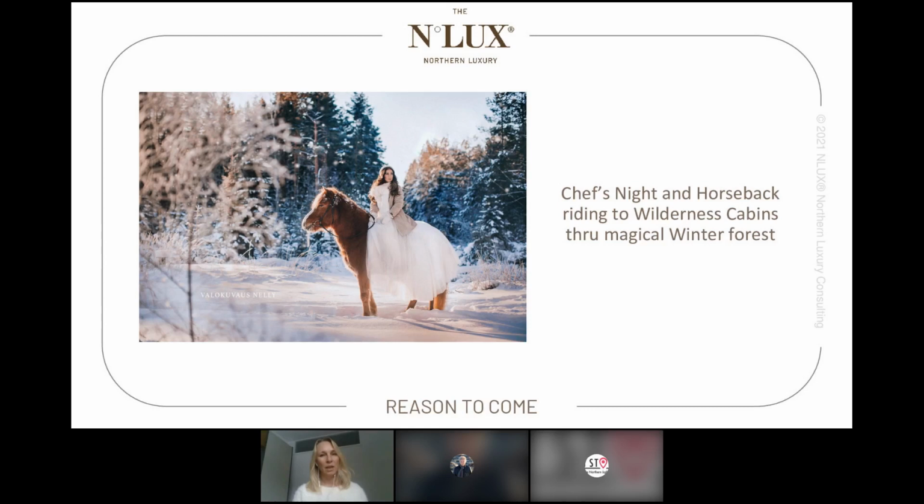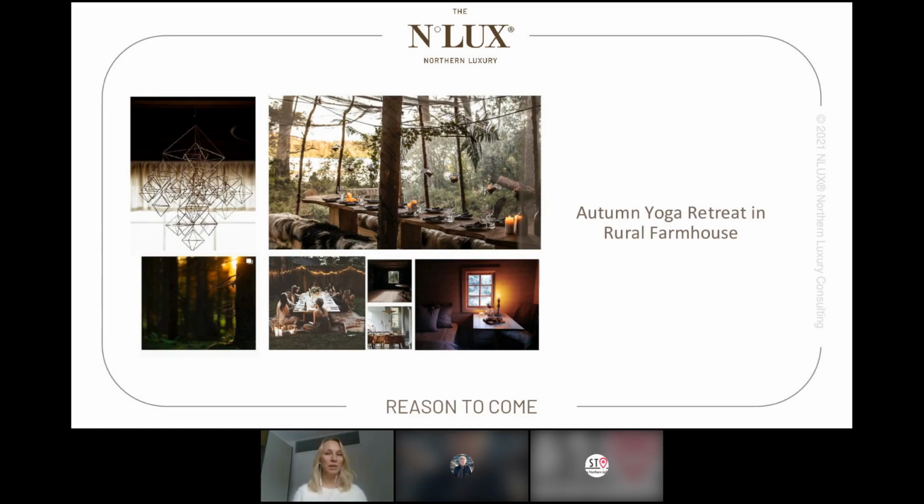It can be a chef's night with horseback riding in the wilderness cabin. And with this picture, you naturally give something which is a fairy tale, but it might be the moment when the customer falls in love and thinks, oh my God, I have to go there. It can be something a bit simpler, a yoga retreat in a rural farmhouse, and you just paint the feeling with the illustrations or with the pictures or photos to your customer, and they fall in love.